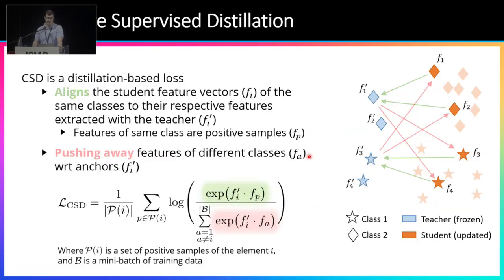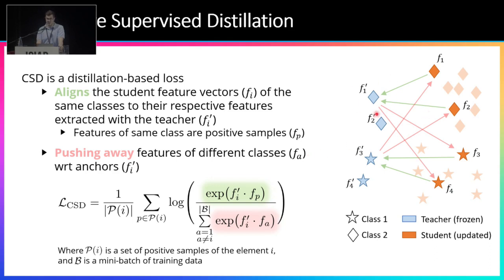In particular, CSD aligns the student feature vectors of the same classes to their respective features extracted with the teacher model, and pushes away features of different classes. In particular, we define the anchor feature as the teacher features. And given an anchor, we define its positive samples as the features of the student that are of the same class with respect to the anchor, while we define the negative samples as the student features that belong to other classes with respect to the anchor.